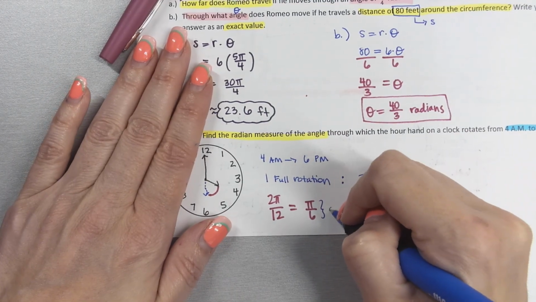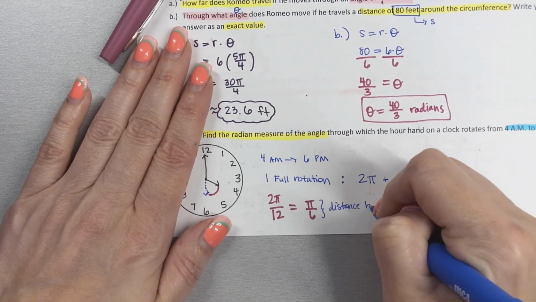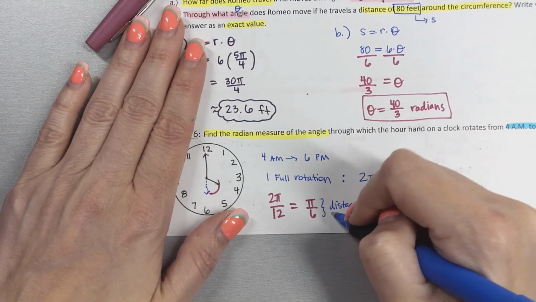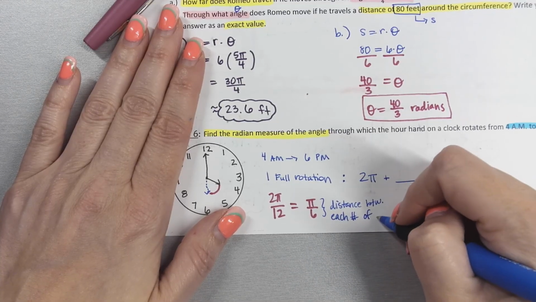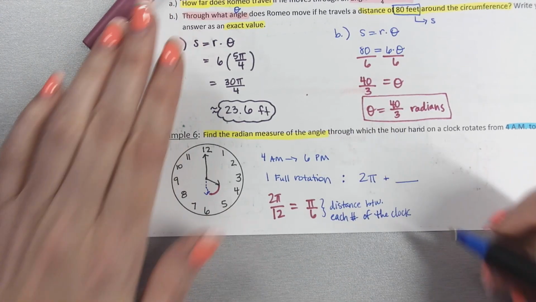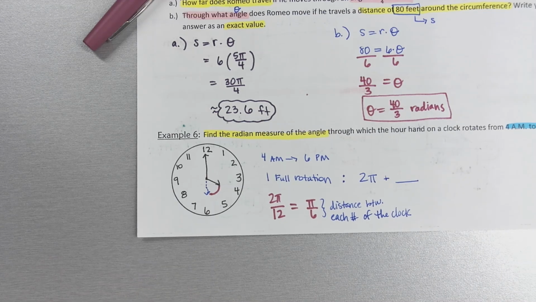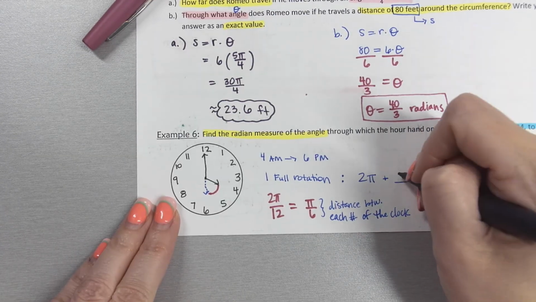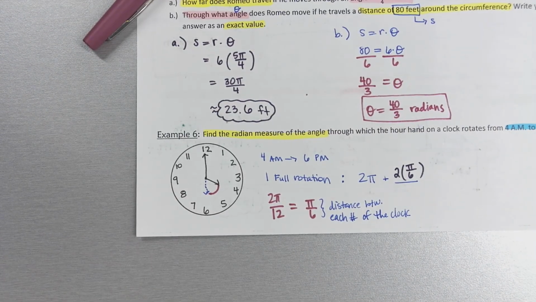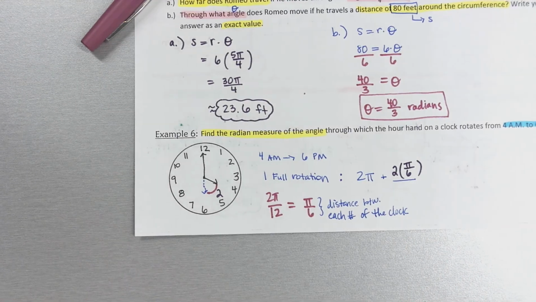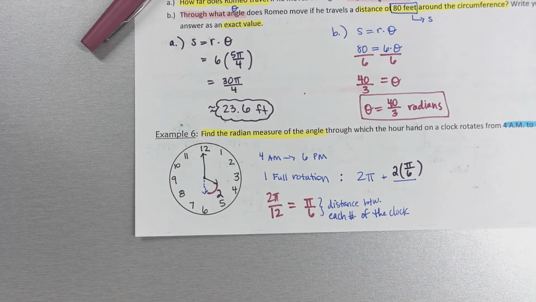So pi over 6 is the distance between each number on the clock. Okay, because the whole thing is 2 pi. I have 12 spaces. Okay, each one is pi over 6. So you can just multiply pi over 6 by 2 because it's 2 spaces from 4 to 6. And then we just add that to 2 pi.